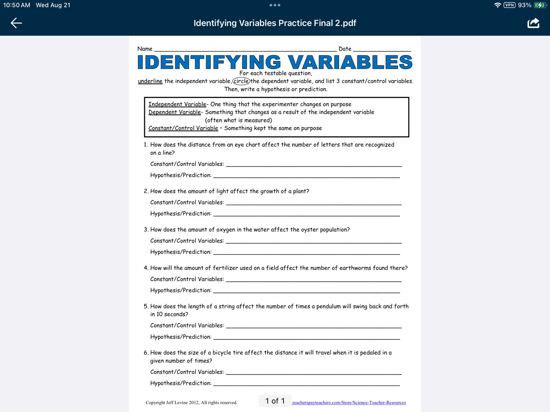So distance from an eye chart, that's going to be the thing that you're going to change, the distances. And then number of letters that are recognized is going to be the dependent variable. Let's think of a couple of things that we need to keep the same in the experiment to make it accurate. So we're going to say the distance to the chart is going to have to be the same. We're also going to want to have the position of the viewer, where they stand, so where you stand. And then also light in the room.